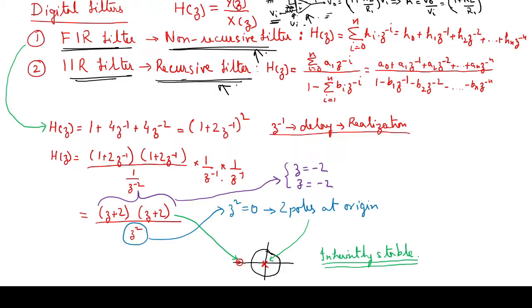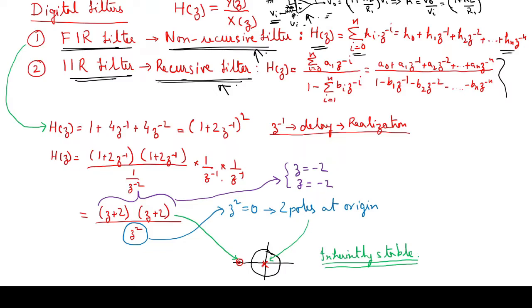Is there any advantage for that? Yes, there is an advantage. What is the advantage? The advantage is H(z) is equal to the summation of i equals 0 to n of h_i z to the minus i, which is h0 plus h1 z inverse plus h2 z to the minus 2, up to hn. Whereas if you look into the IIR filter, the equation is somewhat complex.